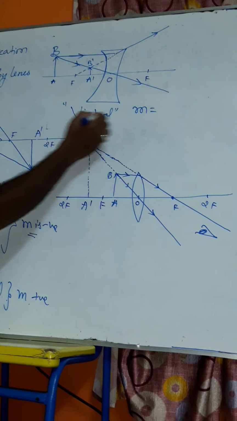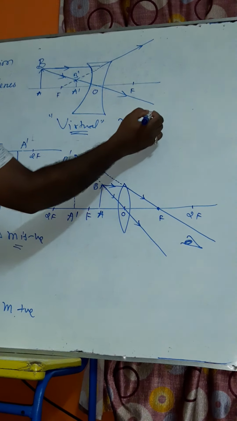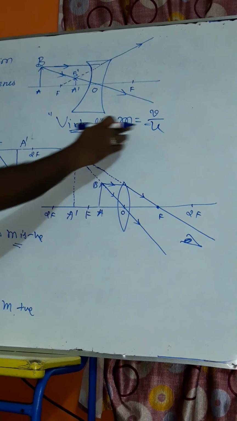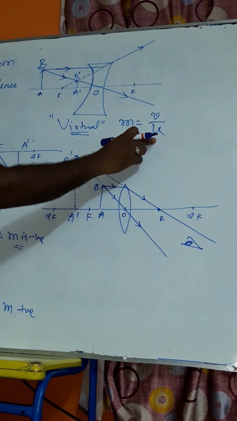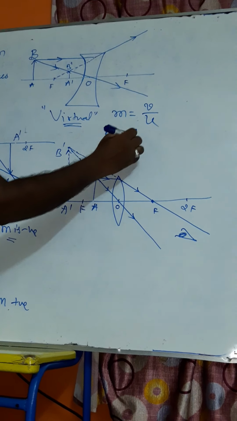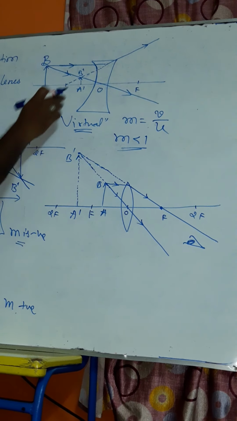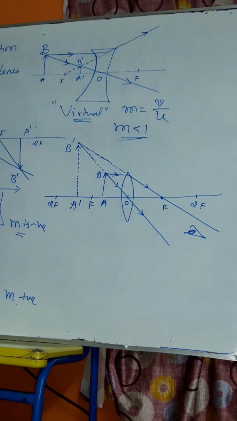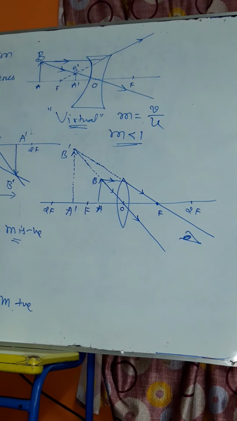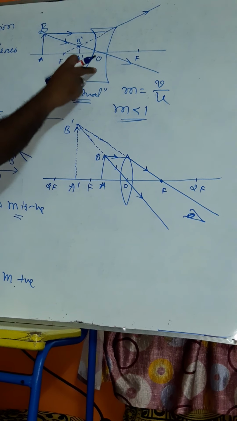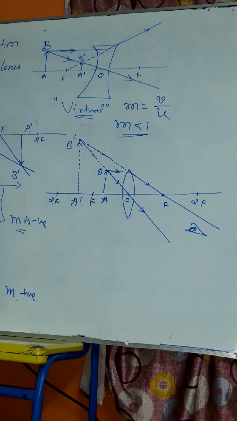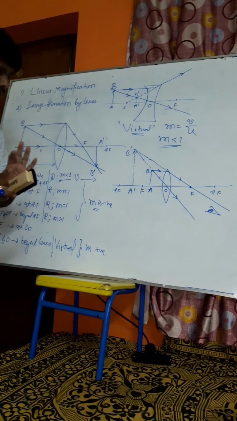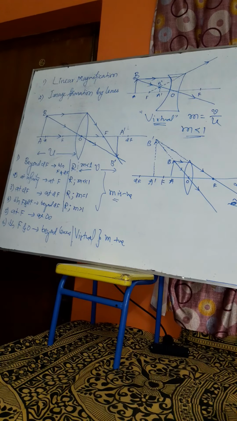Therefore, magnification M, for a virtual image, magnification is positive, equal to image distance divided by object distance. This M is always less than 1 because the concave lens always produces a virtual diminished image. It won't produce a real image. That is a very important point. A concave lens can always produce only a virtual image, but a convex lens can produce both real and virtual images depending upon the position of the object.